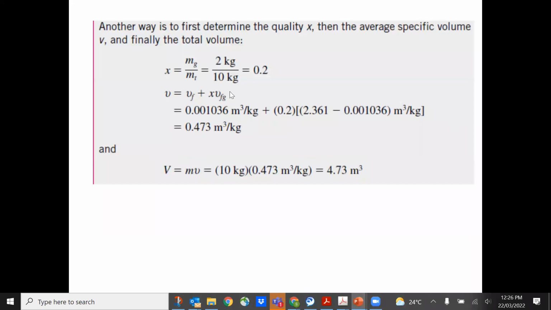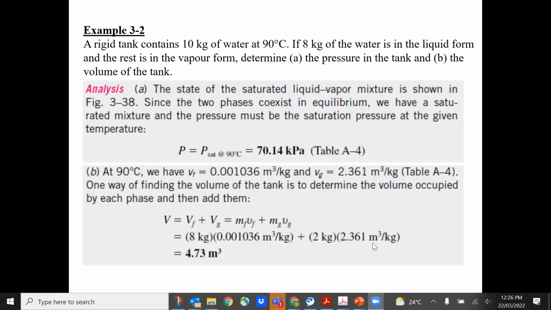So there is another way. This is one way to find the volume of the tank. You take individually the volume of each, liquid and gas, multiply by the mass of each one of them and find out the total. You can do it the other way around. You can find the total specific volume by using the quality.